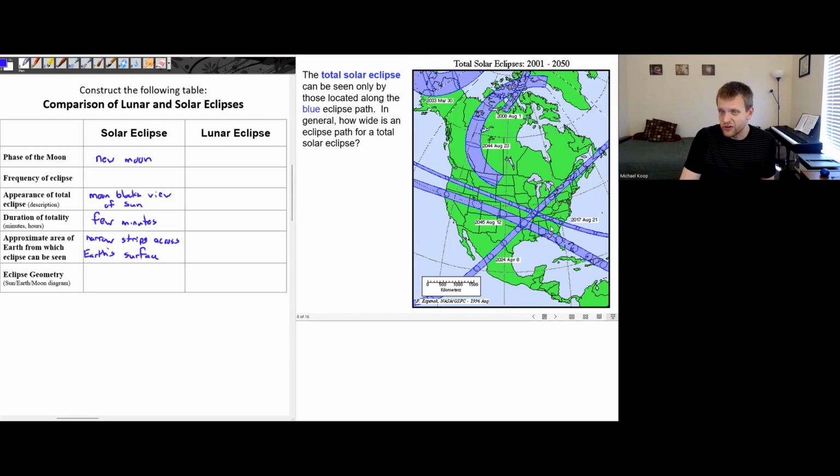And notice these are not around very often. For 2001 to 2050, there was one in 2017, one in 2024, one in 2008, 2033, 2044, 2045. So the frequency that you get to see it, partly due to the fact that you can only see it across a narrow band, is only a few times per, like maybe every 5 to 10 years or so. So the frequency of eclipses is 5 to 10 years due to only being viewable from a small area.